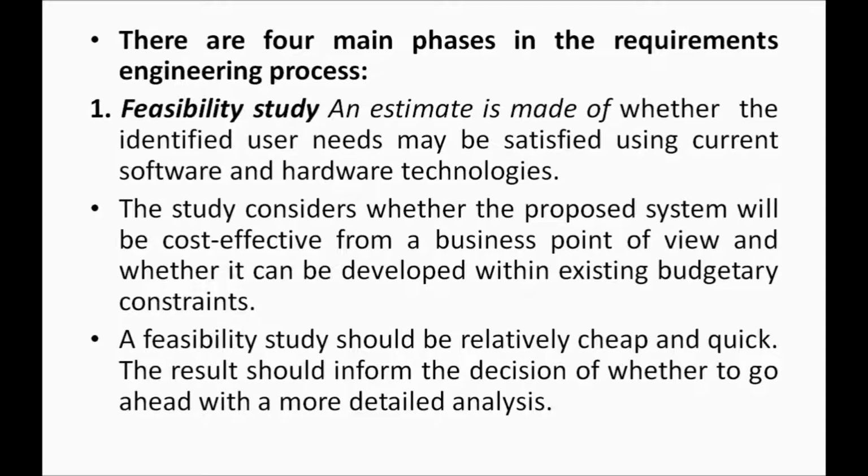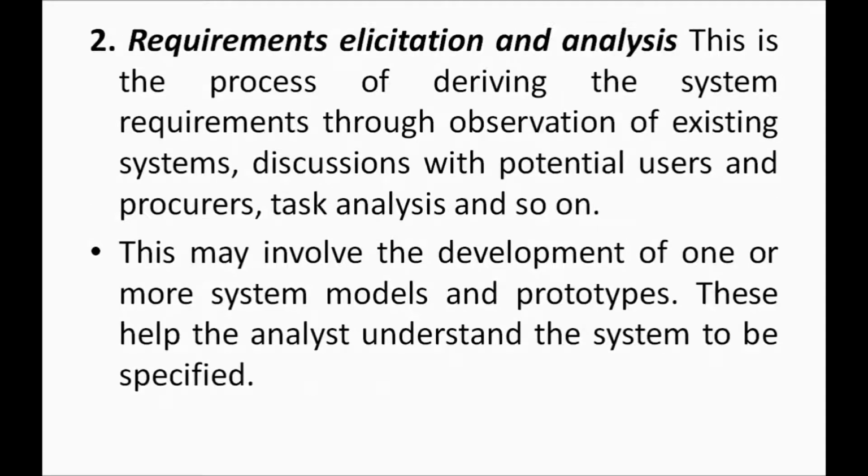Now what is the second step? So total 4 steps are there, right? So what is the second step? Requirement elucidation and analysis. What is the meaning of this? So see here, this is the process of deriving the system requirements through observation of existing system. I already told you, if I say requirements, there are two types. One is user requirement and another one is system requirement. You have to take care of both the things. You can't consider only user requirement, or only system requirement. No, you have to consider both the things.